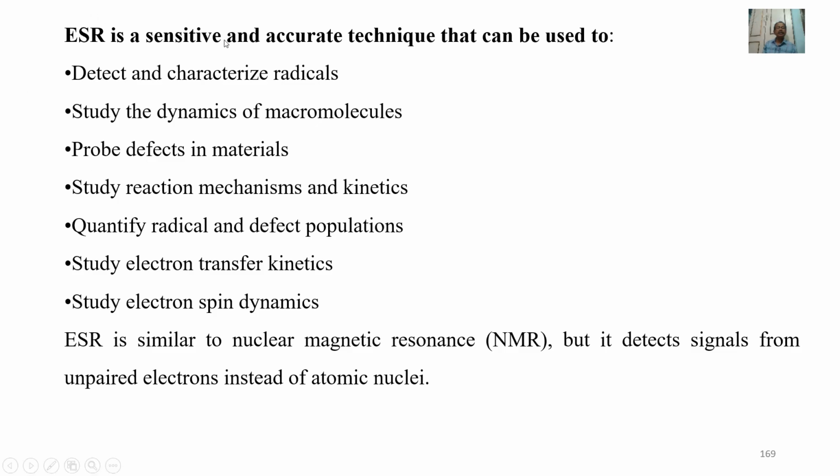ESR is a sensitive and accurate technique that can be used to detect and characterize radicals, to study the dynamics of macromolecules, to probe defects in materials, to study reaction mechanisms and kinetics, to quantify radical and defect populations, to study electron transfer kinetics, and to study electron spin dynamics. ESR is similar to nuclear magnetic resonance, but it detects signals from unpaired electrons instead of atomic nuclei.